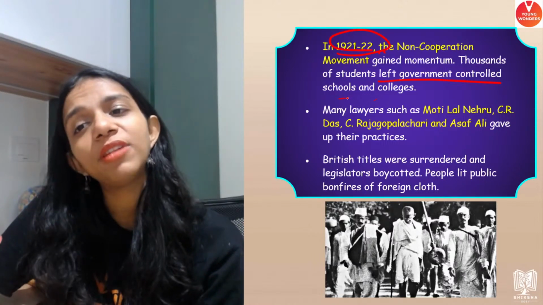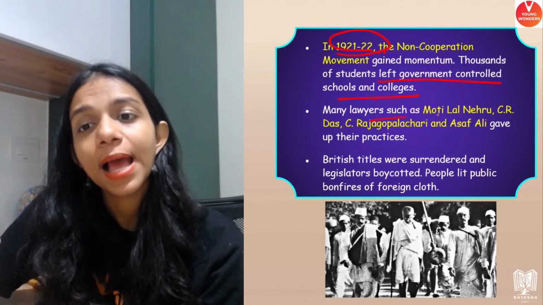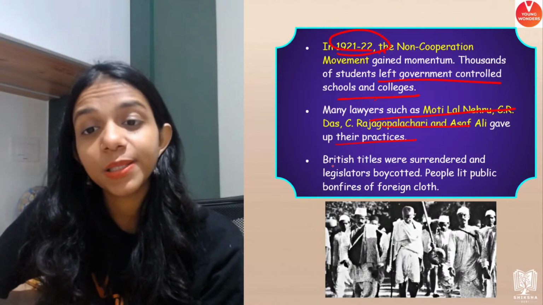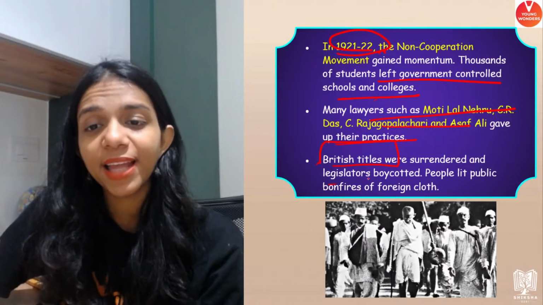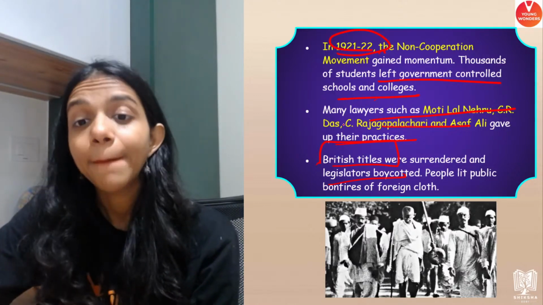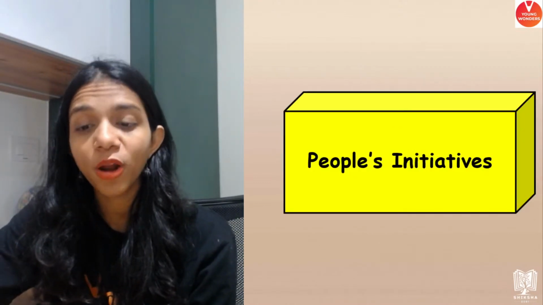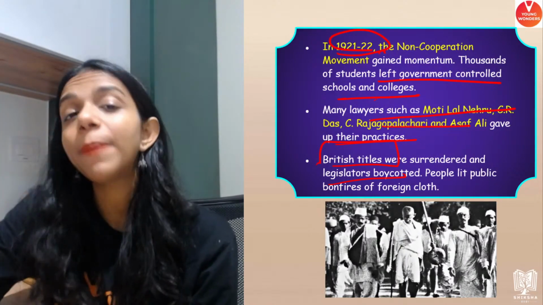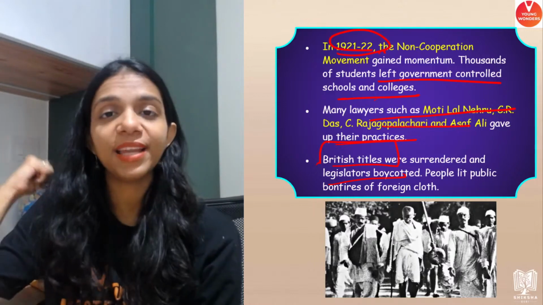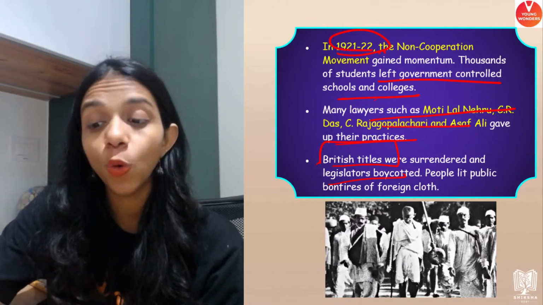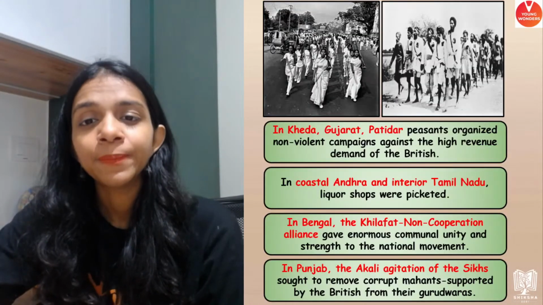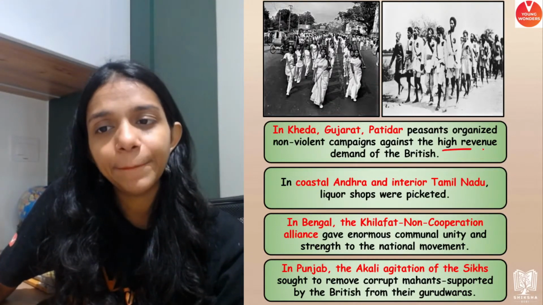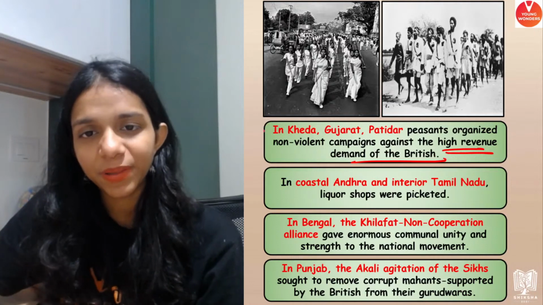The students left government-controlled schools and colleges. Lawyers like Motilal Nehru, Asaf Ali gave up their practices. British titles were surrendered and legislators boycotted. People lit public bonfires for foreign cloth. So Gandhiji said that if we stop buying their clothes, if we stop using their institutions, they are going to break down. Right? So in Kheda, Gujarat, Patidar peasants organized non-violent campaigns against high revenue demand of the British.